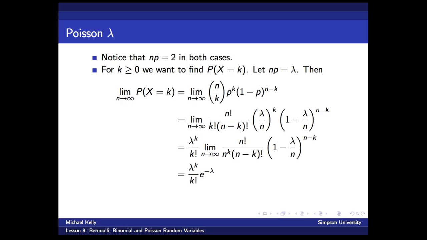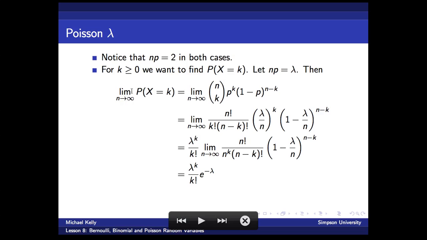So, what's the probability we get k phone calls? Well, k has to be bigger than or equal to 0, because we can't get a negative number of phone calls. We could get 0 phone calls, but we could even get 1,000 phone calls if something crazy happens. So, we're going to have k bigger than or equal to 0. And we want to find the probability X equals k. And since n times p is always going to be the same number, we'll just call that lambda.